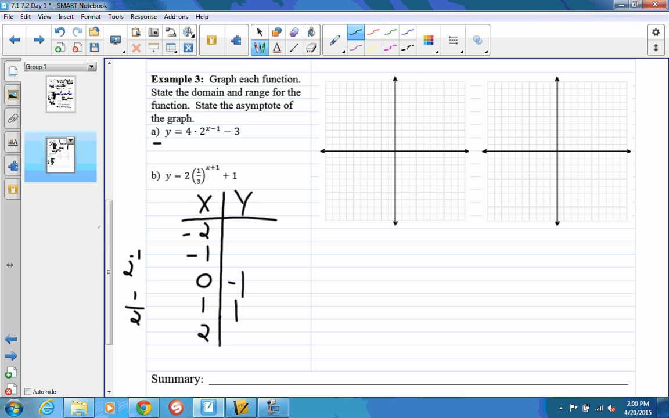2 to the first power, Lauren. 2 to the first power. Oh, I was so confused. I wanted you to plug in 2. 2 minus 1 is 2. Good. 2 times 4, 8. 8 minus 3, 5.